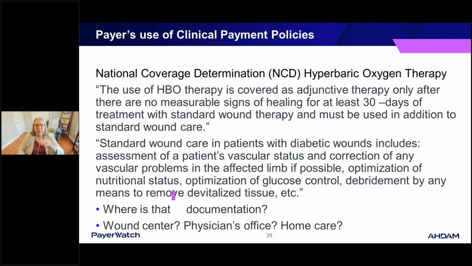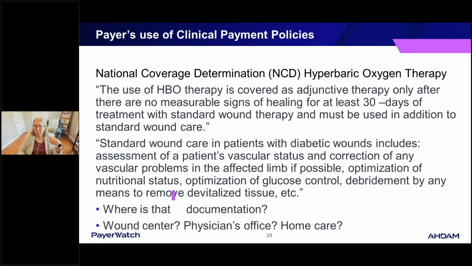So put that in a checklist and say, do we have all of this? Did all of this occur? And then you're left with, where is that documentation? My little purple arrow got off base there. It's kind of up in the paragraph instead of in my sentence, but where do you find that documentation? Is it in the wound center? Is it at the physician's office? Is it in home care? Okay, you've got to track that down so that you can include it with your appeal.